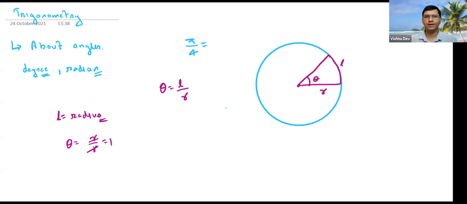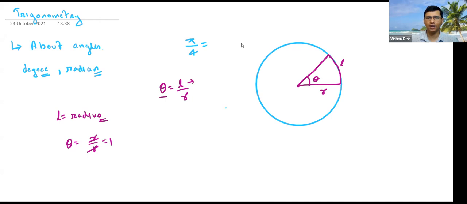Okay, so I was saying that when the length of the arc is equal to the radius, then the angle theta is equal to one. Yes or no? Right? So if I have a circle, then the arc will subtend some angle at the center. That angle is given by this formula: theta is equal to L by R.